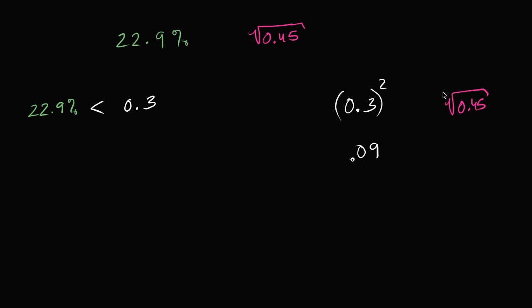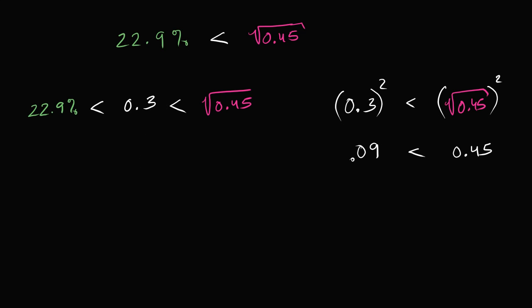And if you were to square this over here, what's that going to be? Well, that's just going to be 0.45. So 0.09 is clearly less than 0.45. Or 0.3 squared is clearly less than the square root of 0.45 squared. And so we know that 0.3 is going to be less than the square root of 0.45. And so now we can say that 22.9%, if it's less than this and this is less than this, then 22.9% must be less than that.